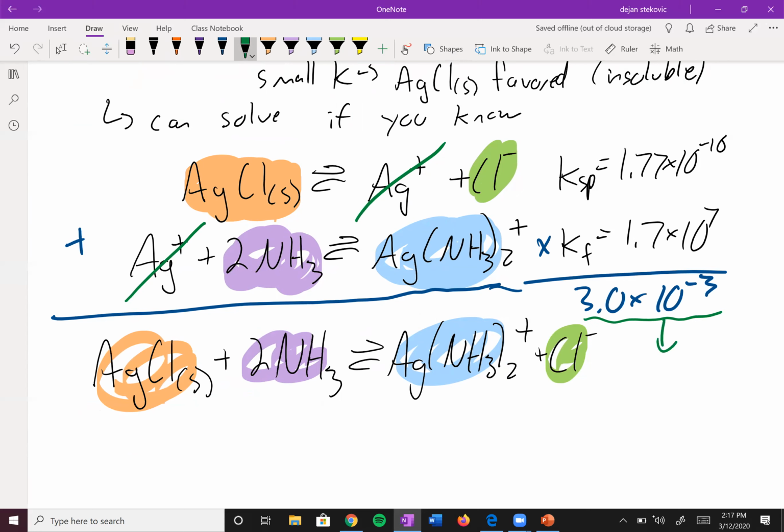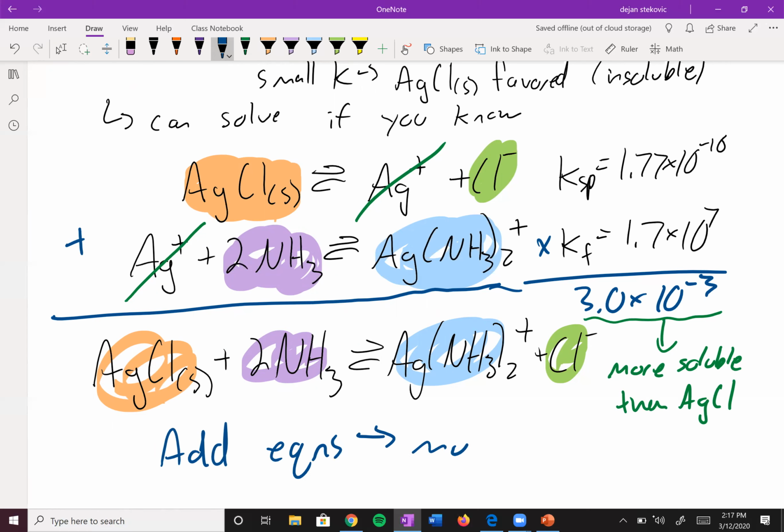So overall, still not great, but it's more soluble than regular old silver chloride, right? We went from 10 to the negative 10 to 10 to the negative third. That's a 10 to the 7 difference. So that's about 10 million times more soluble, right? The silver is 10 million times more soluble when you add the ammonia than when you don't. So still more soluble than AgCl. And again, remember when we add equations, we multiply K's.